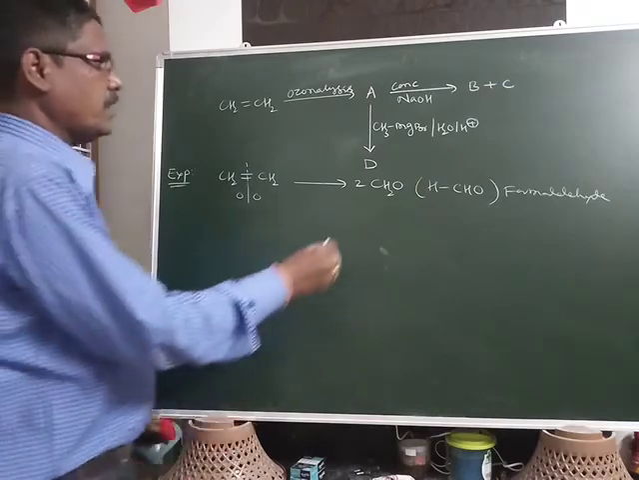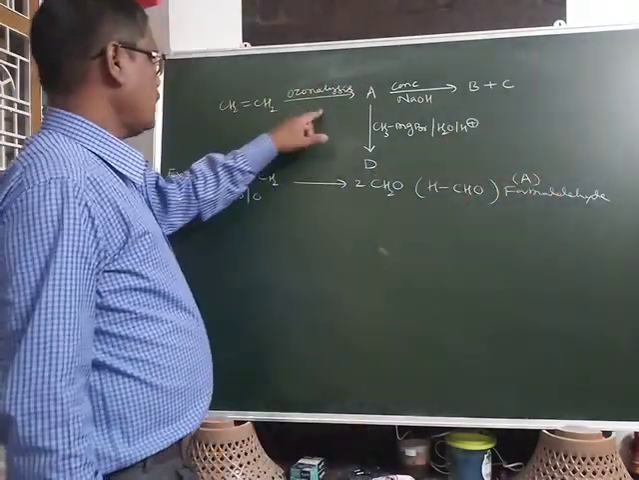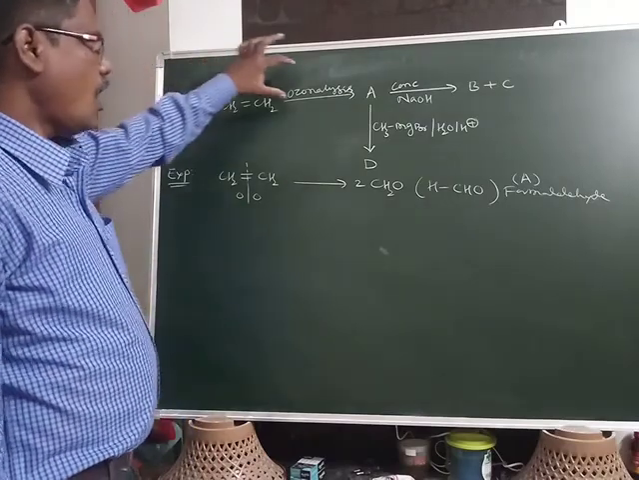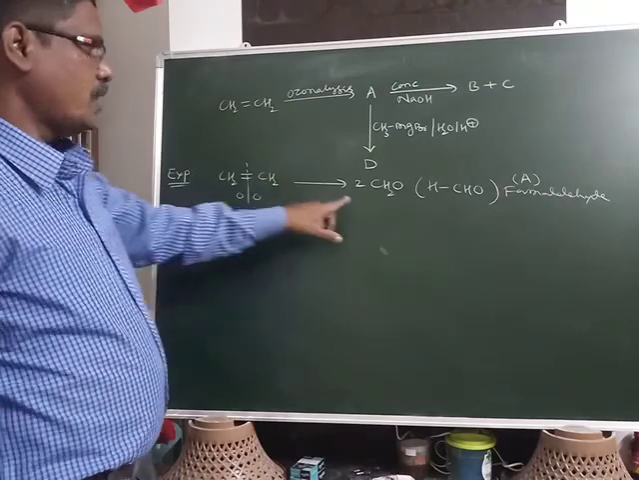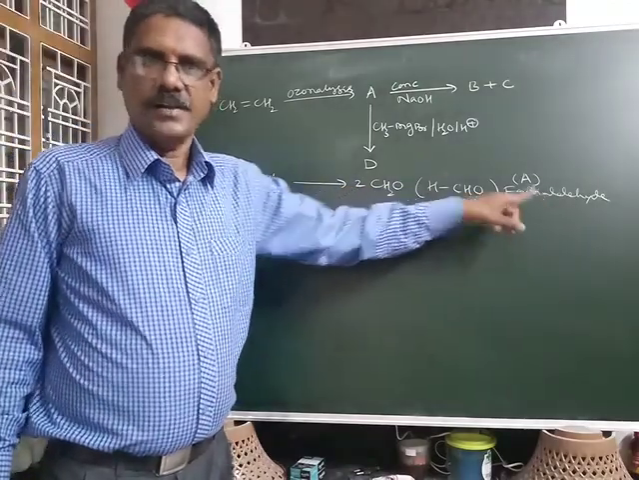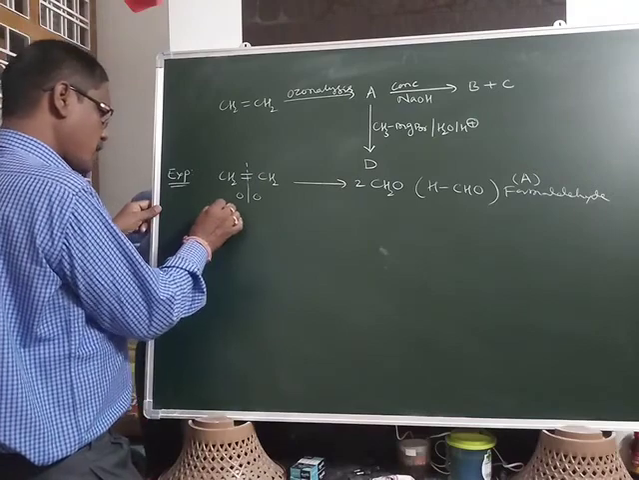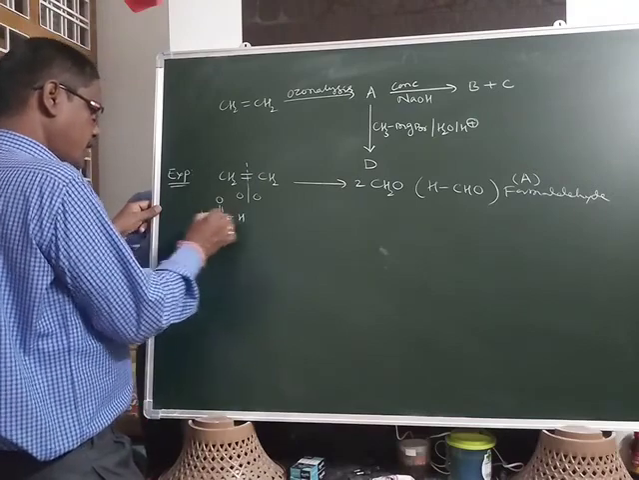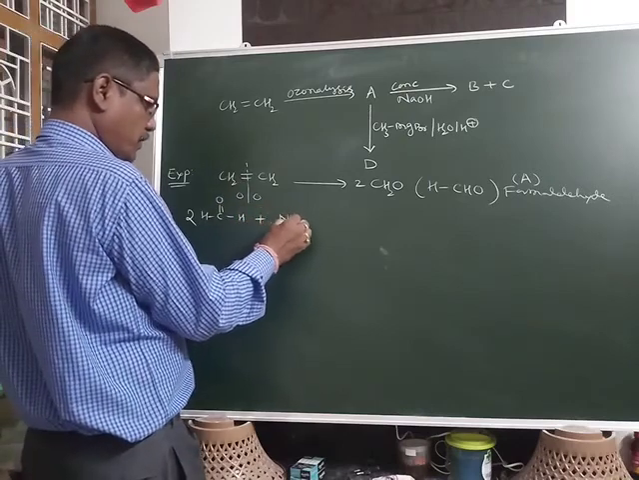That is, A is equal to formaldehyde. Here, ethylene on ozonolysis, A is obtained. Ethylene on ozonolysis, formaldehyde is obtained. This formaldehyde, two molecules of formaldehyde, is subjected to concentrated NaOH.